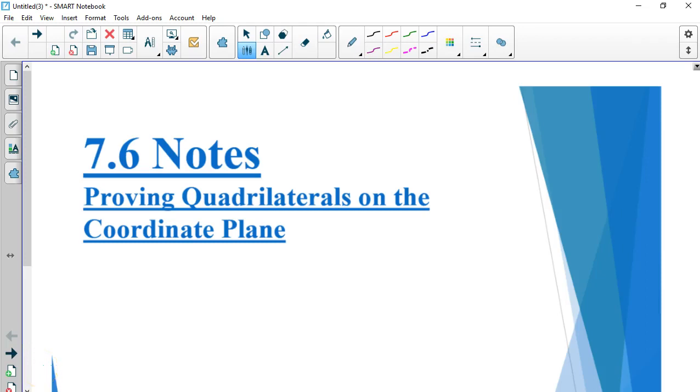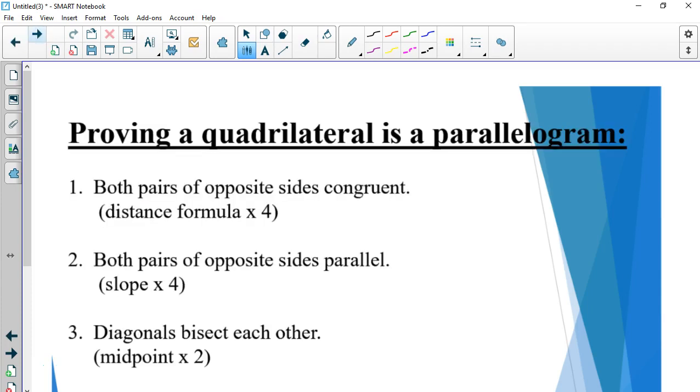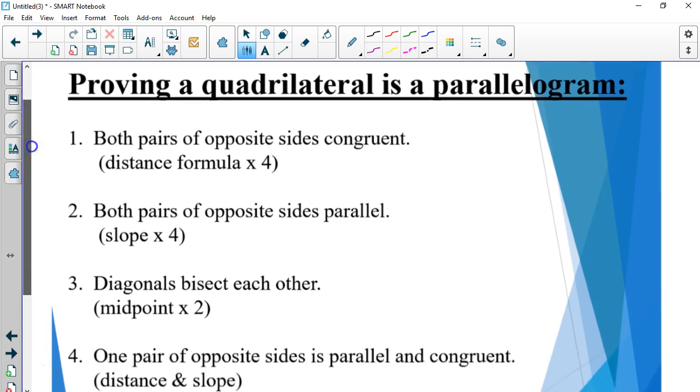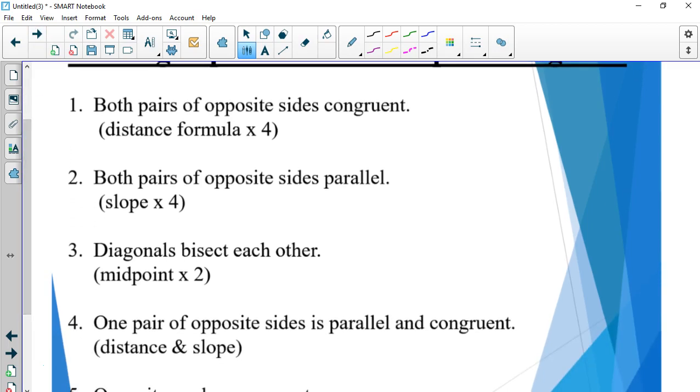Alright, 7.6 notes. Proving quadrilaterals on the coordinate plane. So basically, looking at a graphed figure and proving it's a quadrilateral. So, these are how you can prove in different manners.